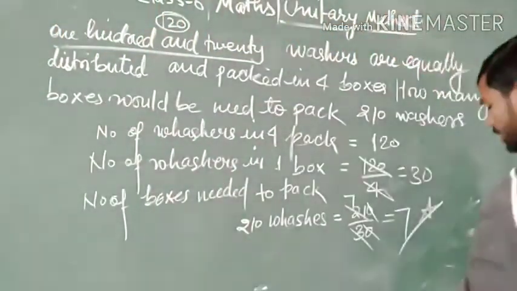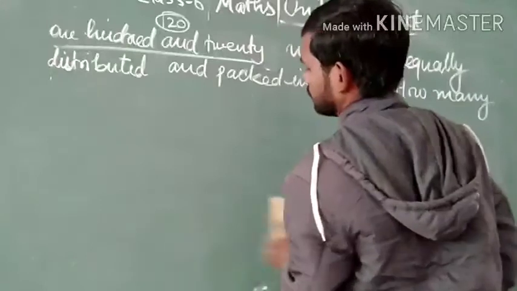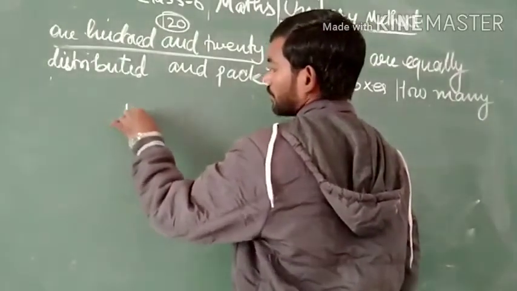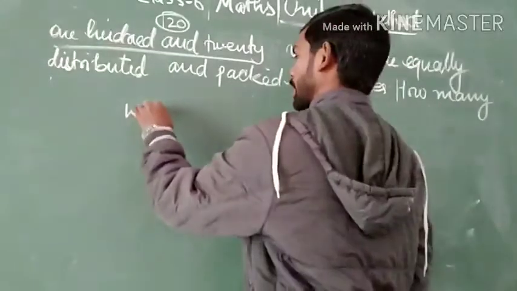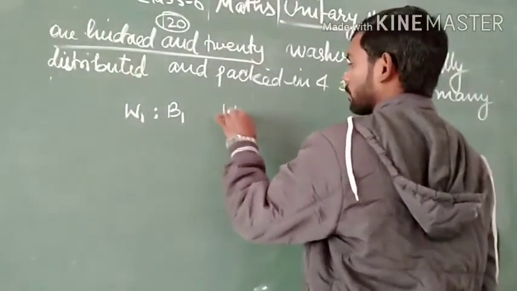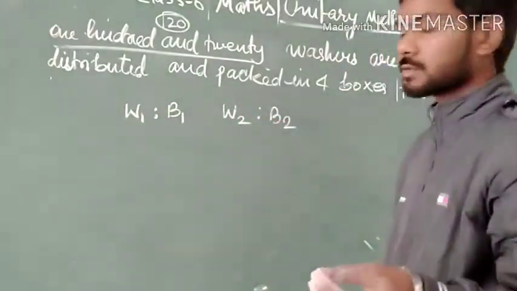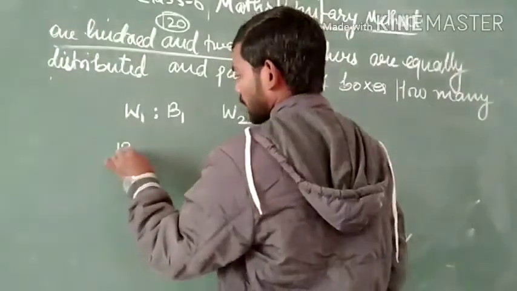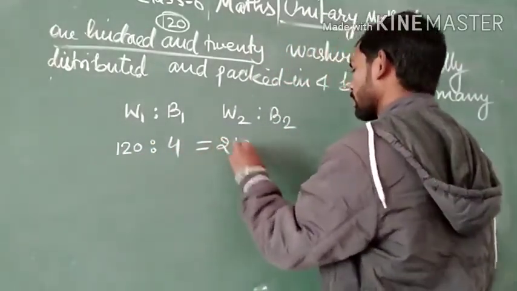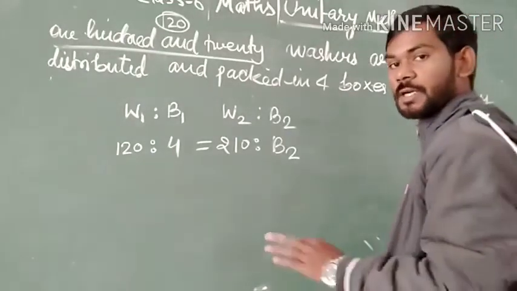So here we can write it like this. First of all, we write the ratio W1, which is the number of washers, and B1, the number of boxes, and here W2, which is the number of washers, and B2, which is the number of boxes. So here W1 is given, that is 120 ratio 4, which is equal to 210 ratio B2, because B2 is asked. We have no idea about B2. Therefore, we write B2 as it is.